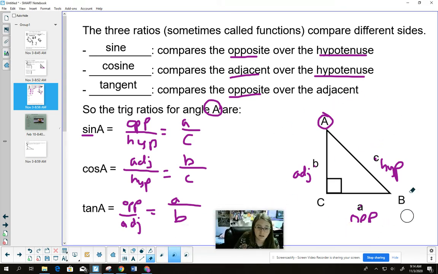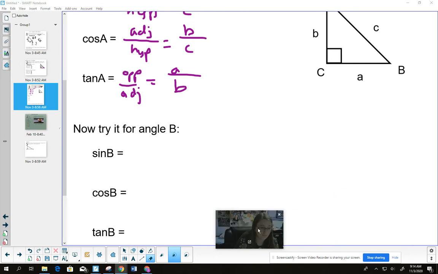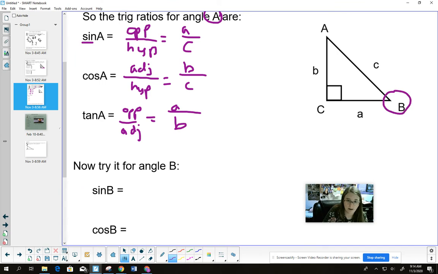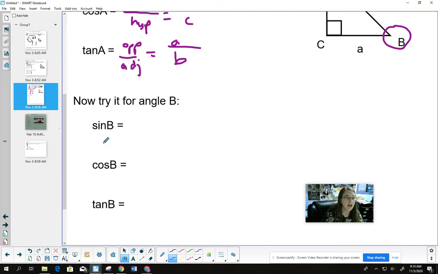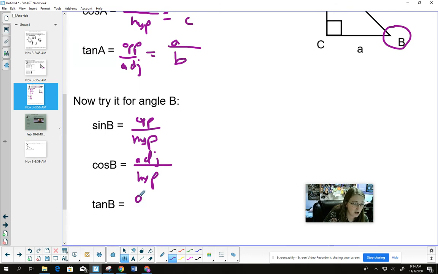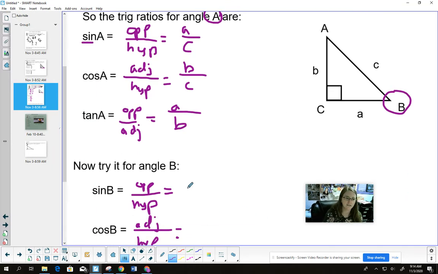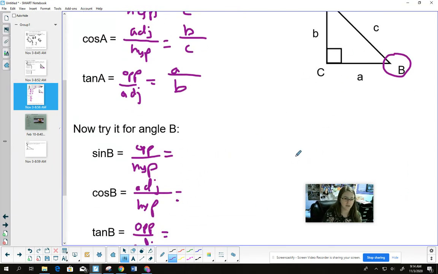So we're going to erase this, and I want you guys to try it again. Now for angle B, this is now our perspective. So now that this is our perspective, what's the opposite, what's the adjacent, what's the hypotenuse? And then go ahead and get your three functions. I'll go ahead and write them in to start with: opposite over hypotenuse, adjacent over hypotenuse, and opposite over adjacent. Once again, because our perspective has changed and now we're looking at B, that's going to change what we consider the opposite and the adjacent. Go ahead and give it a try. Try and get those three based off our picture here.